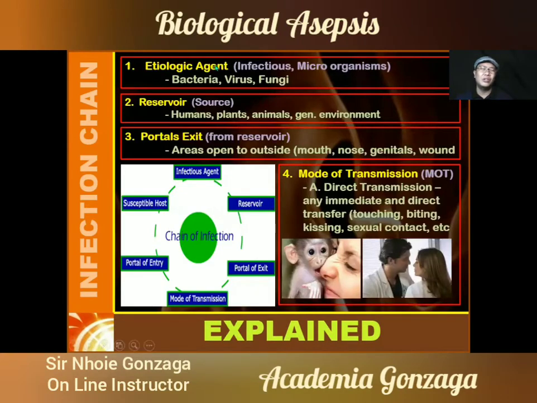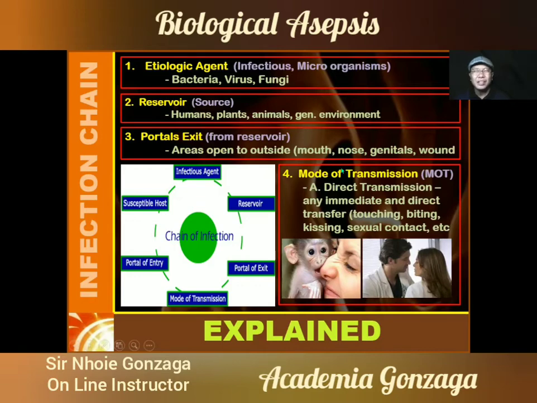Now, as what I have said earlier, etiologic agents are also called microorganisms, the infectious ones. Examples are bacteria, virus, fungi. Reservoir or the source can be humans, plants, animals, or the environment. That's why a while ago we used the example of a canal. It's an environment. Or we also mentioned dogs. That's an animal. Portal of exit can be the mouth, the nose, the genitals, the wounds.